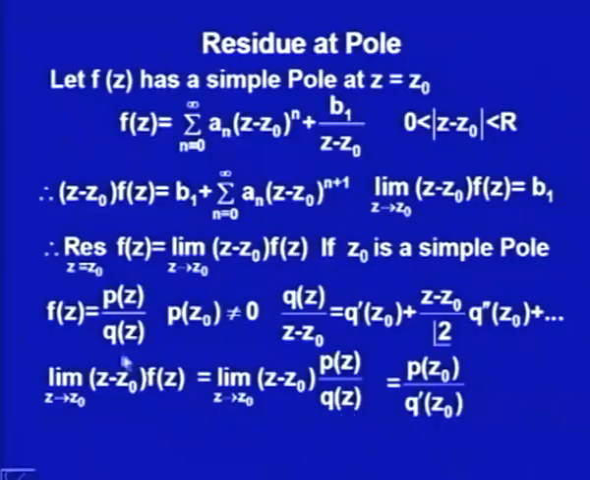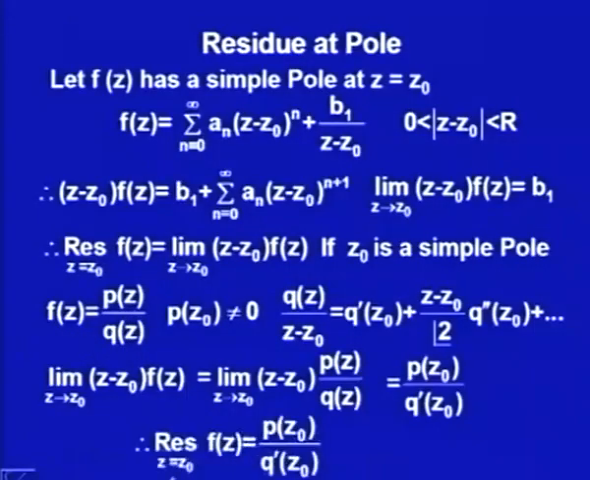What we will do is this: if my function is of the form p(z) upon q(z) such that z0 is a 0 of q but not a 0 of p, that is, z0 is a simple pole of f, then the residue at z equal to z0 of f can be given as p(z0) upon q'(z0), where q' is the derivative of q at z0. These are the simple formulas. Let us use these simple formulas for the evaluation of our integrals.